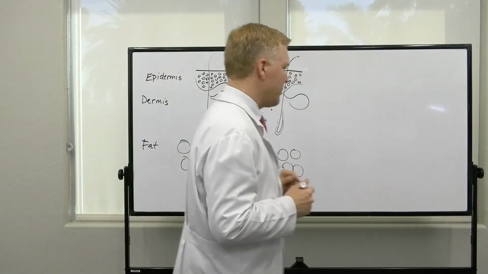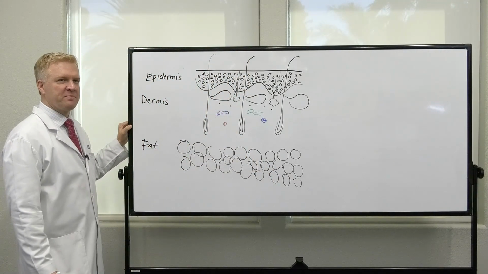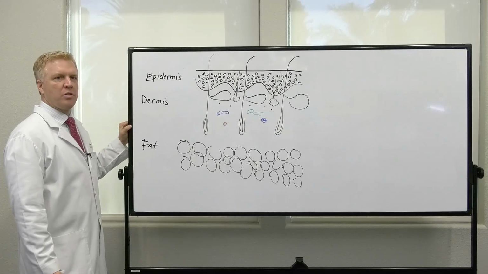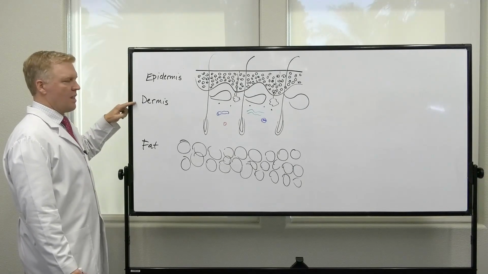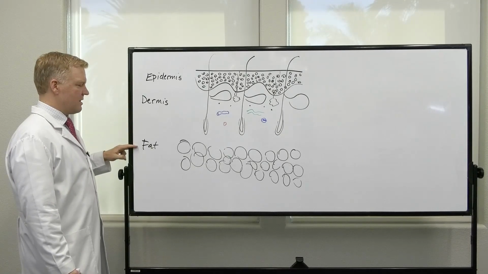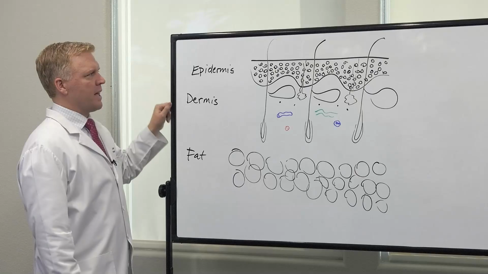So behind me on the whiteboard, we have a simple diagram of the skin. The skin is made up of three layers. There's the epidermis, or the first layer of skin, the dermis, and the subcutaneous fat. Let's start with the epidermis.